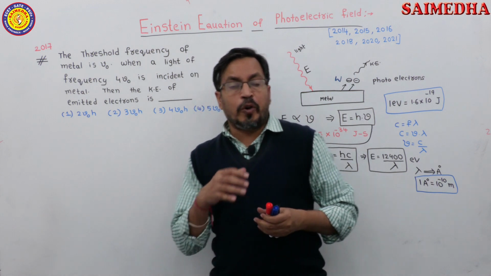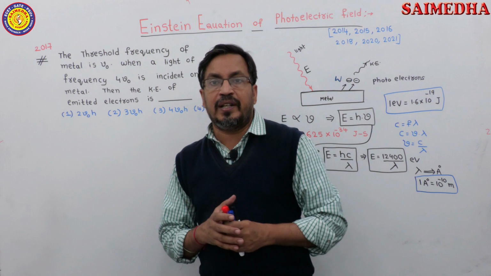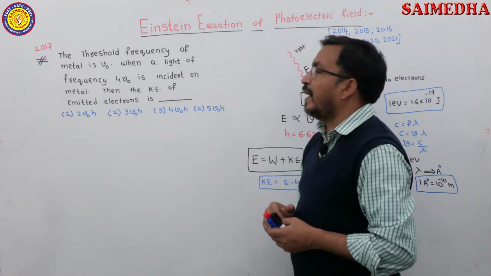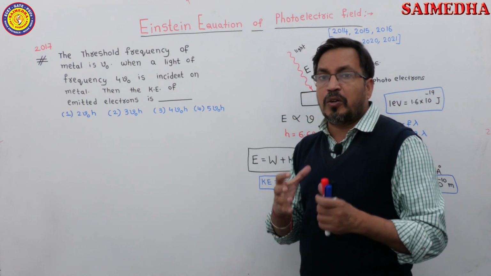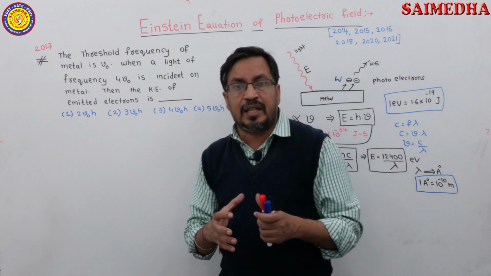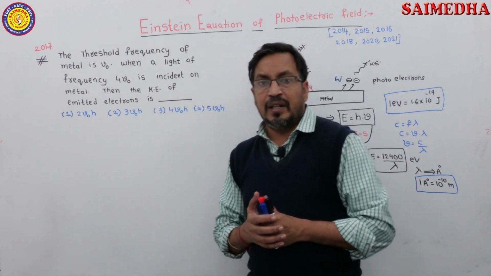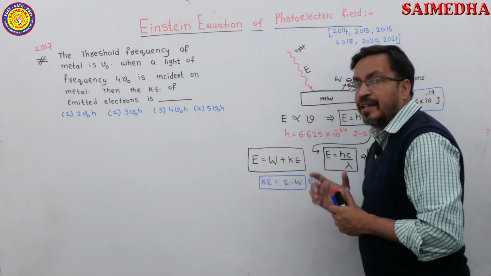Now one more question I am explaining. This question was asked in 2017. This question is also related to the same topic, Einstein equation. In the previous problem, the question asked for kinetic energy and the data given was energy and work function. Then we used the formula kinetic energy equals E minus W.